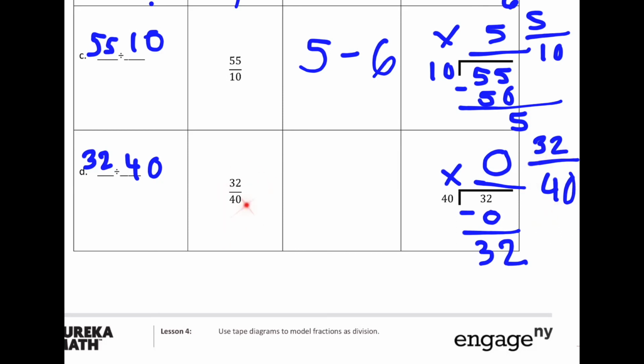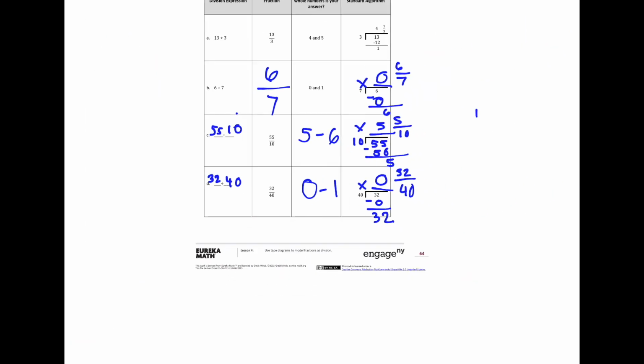And if you notice, our remainder looks a lot like this. Okay? So let's deal with the whole number. What's our whole number here? Our whole number is 0. Okay? And what's the number one more after 0? It is 1. And that is it, ladies and gentlemen.